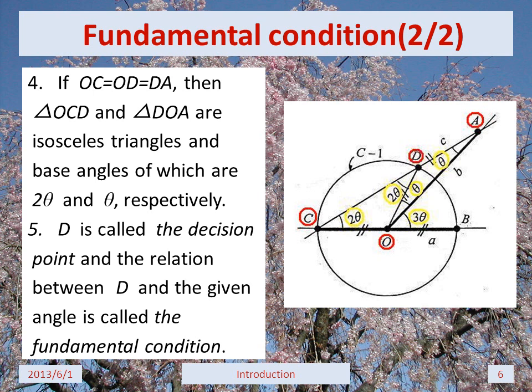This is a fundamental condition part 2. This figure shows that base angles of isosceles triangle are equal and the exterior angle is sum of the interior angles.